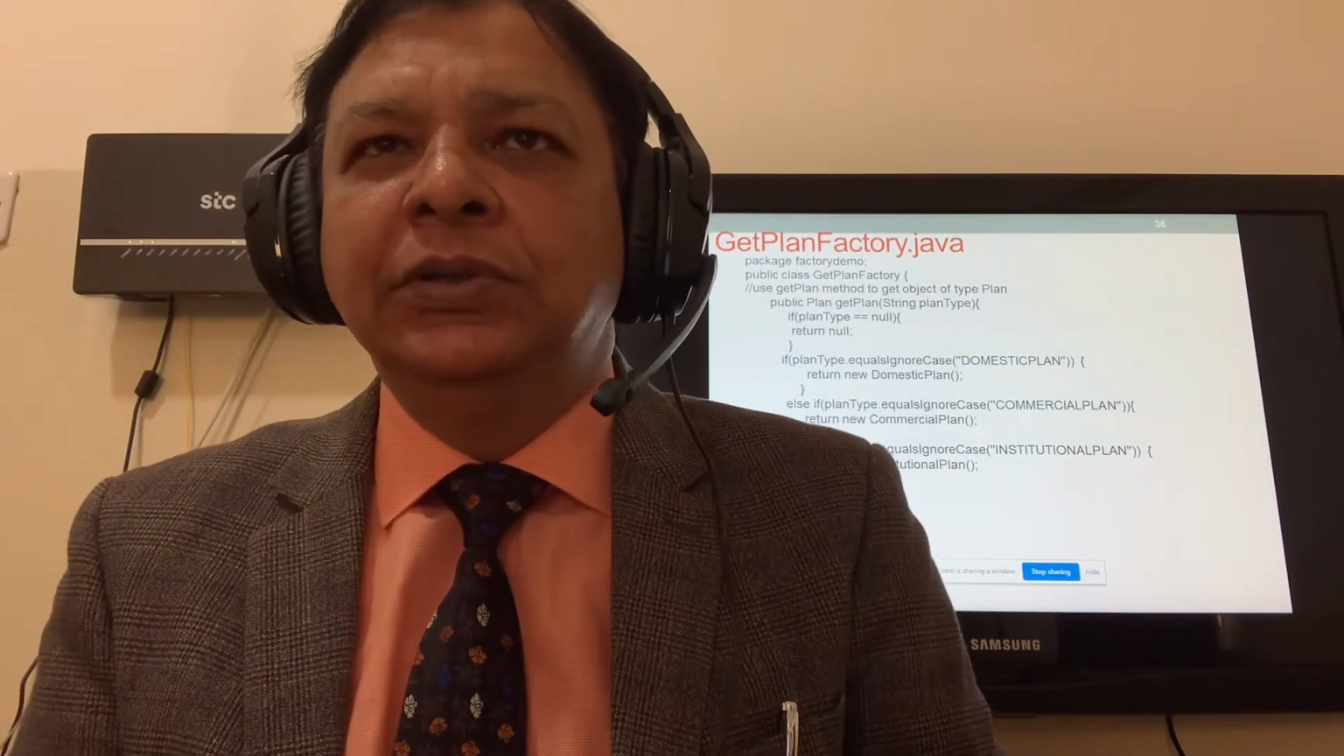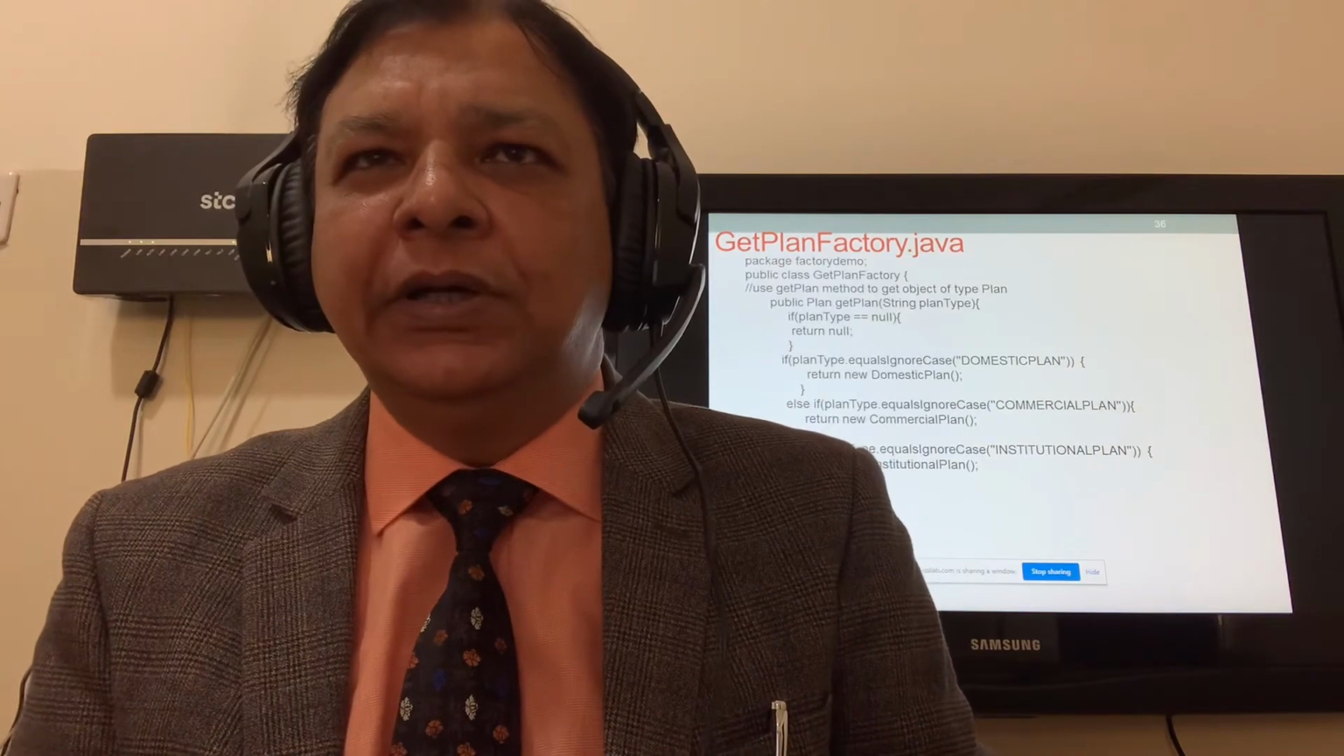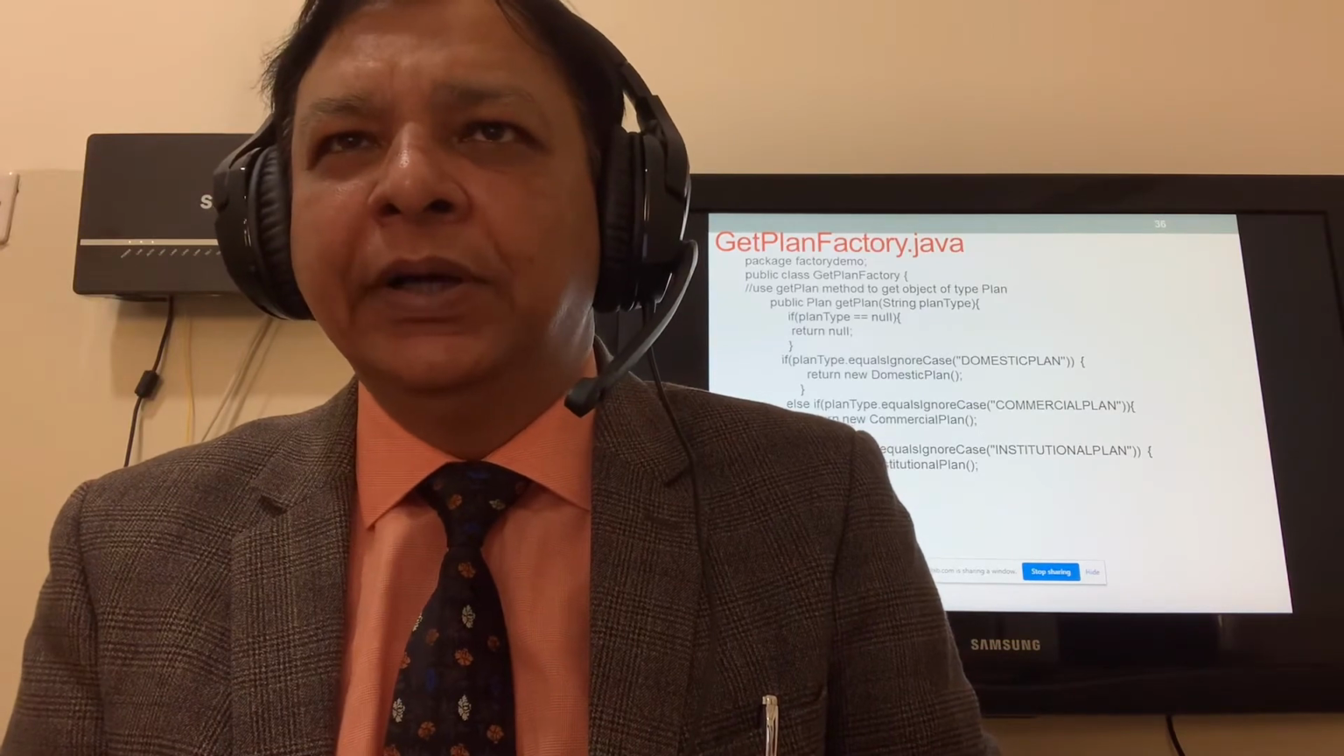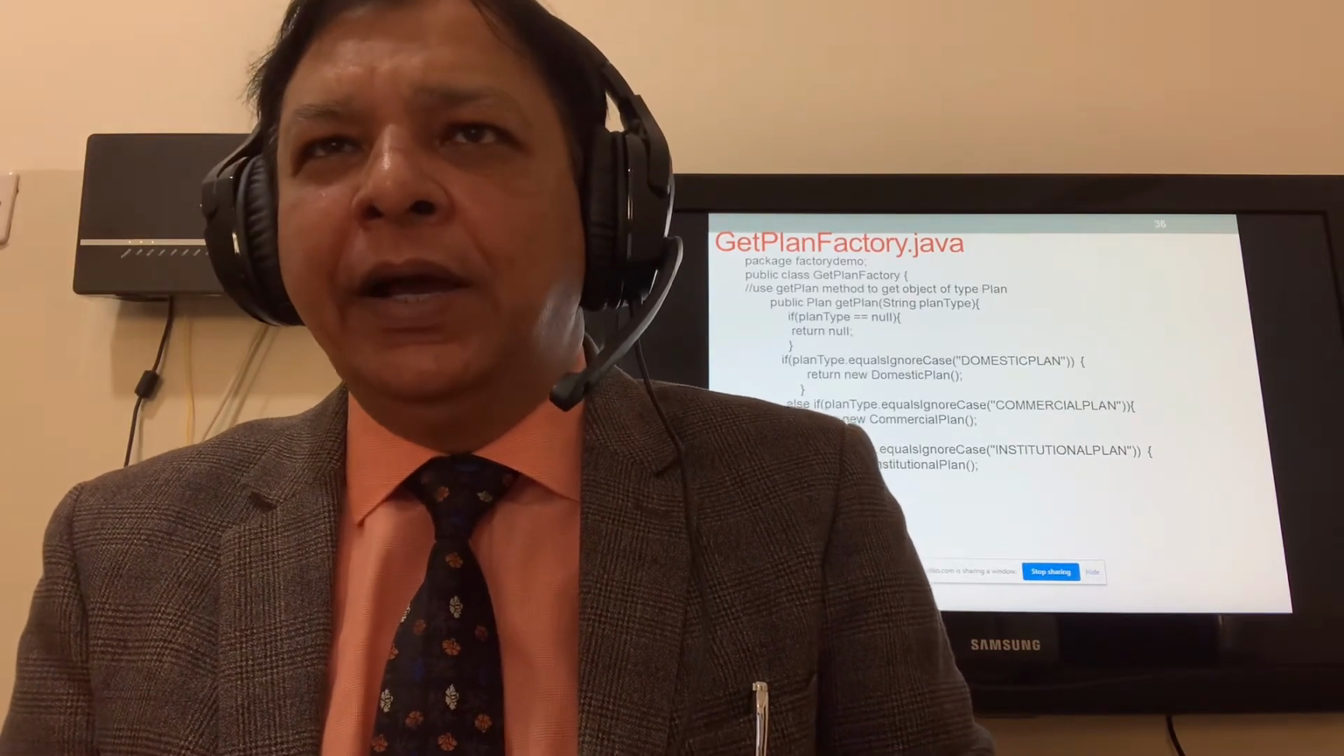Now we have GetPlanFactory.java. So we have public class GetPlanFactory, and use getPlan method to get object of the type Plan. So public Plan, which is our method, getPlan method from the Plan object, String planType. If planType is equal to null, return null.